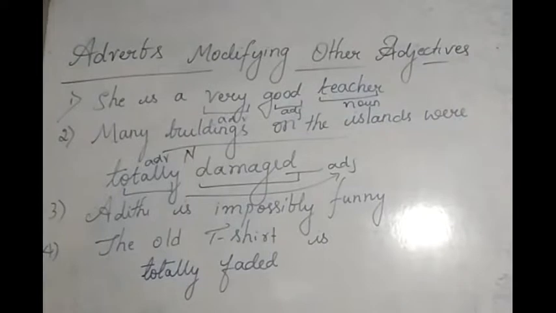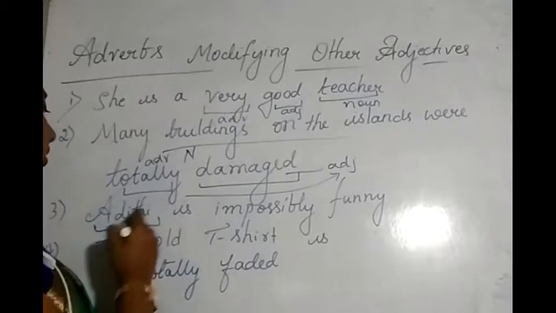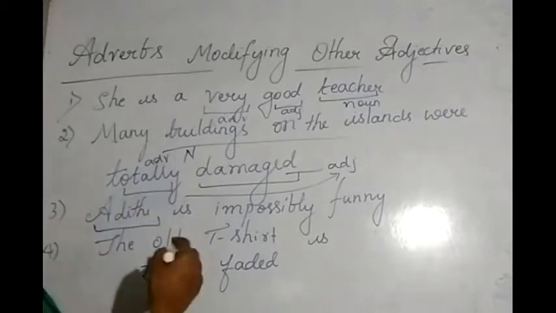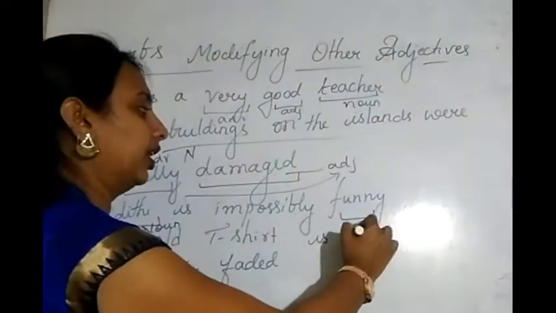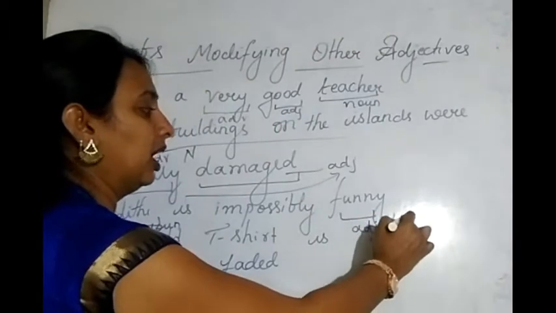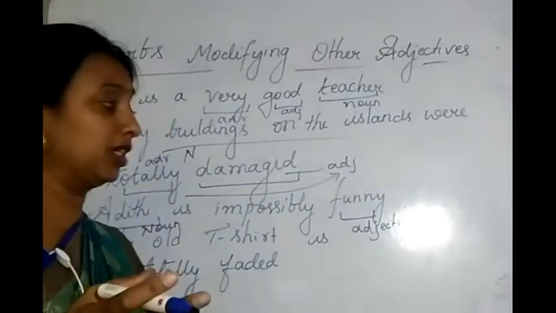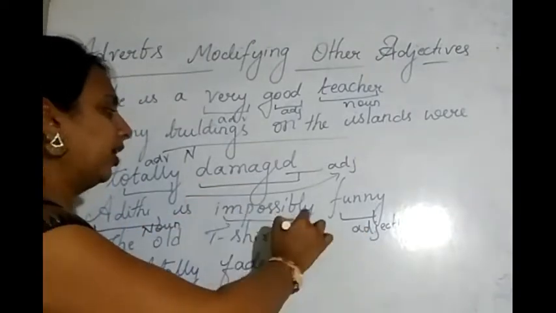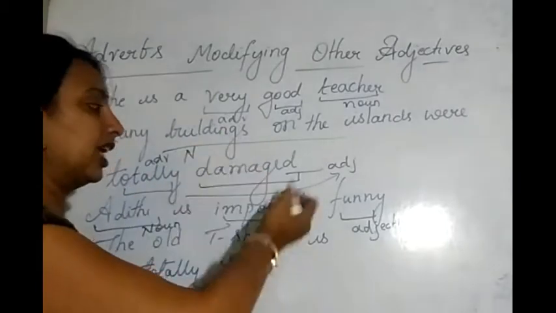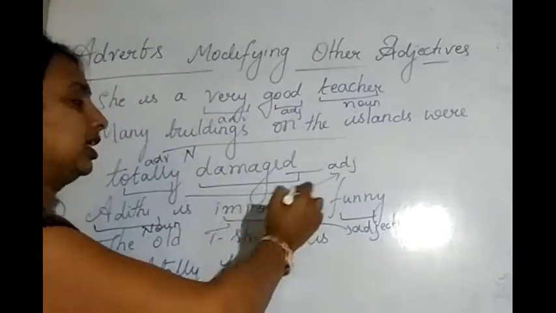Aditi is impossibly funny. Whom are we speaking about? We are speaking about Aditi. Aditi is a person, so it is a noun. What kind of a person is Aditi? She is funny. Funny is an adjective because it is saying something about Aditi. How funny is she? She is impossibly funny. So this impossibly is again modifying this adjective. So this is an adverb.